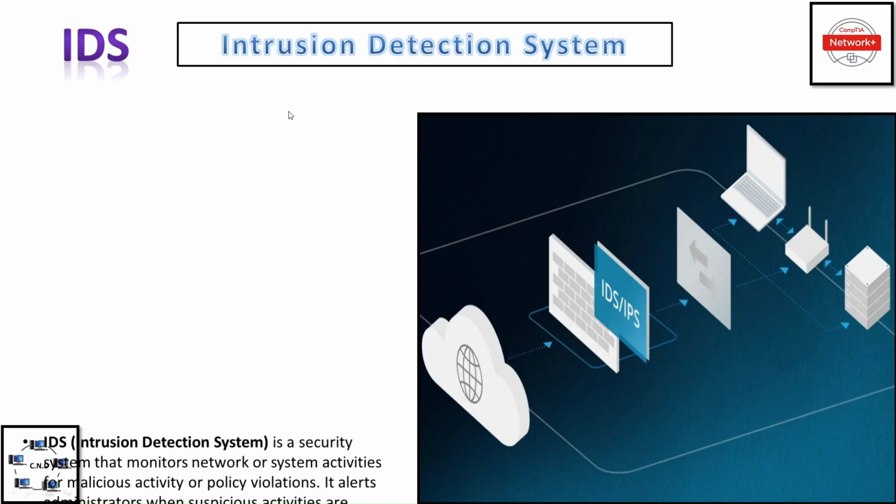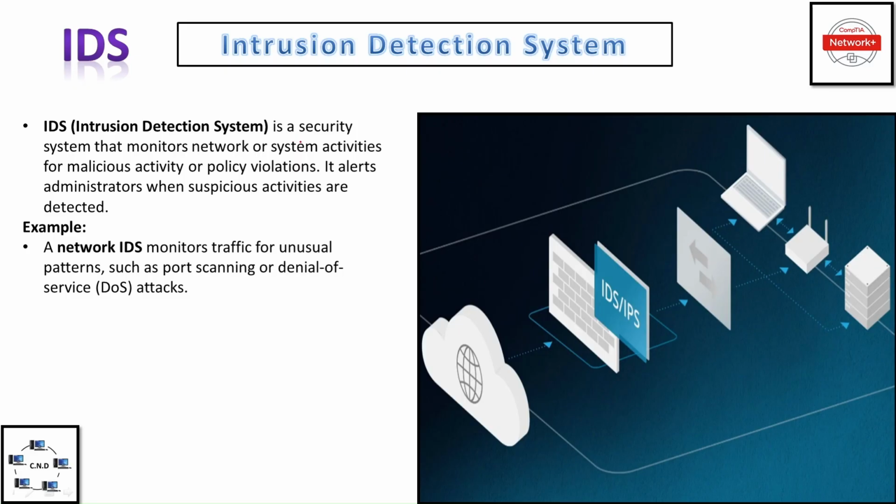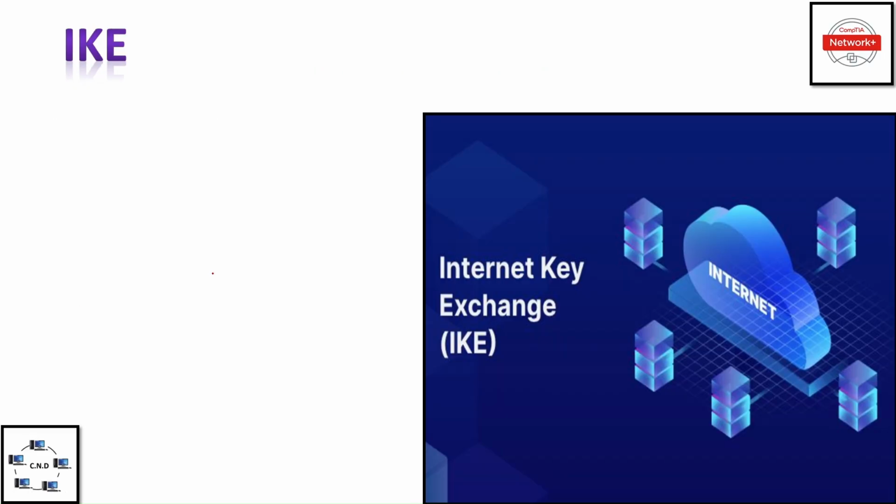IDS, that is intrusion detection system. IDS is a security system that monitors network or system activities for malicious activity or policy violation. It alerts administrators when suspicious activities are detected. Remember, it only alerts, it does not prevent or take any other action. It only logs and alerts, as opposed to IPS, which also prevents. For example, a network IDS monitors traffic for unusual patterns such as port scanning or denial of service attacks.